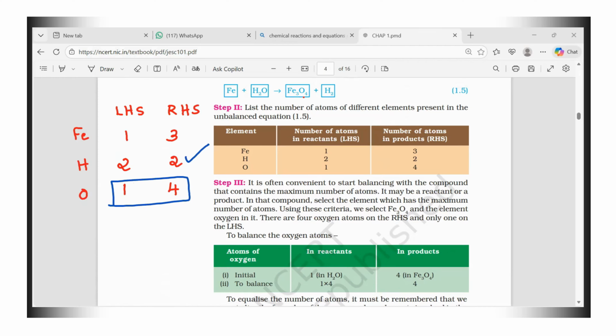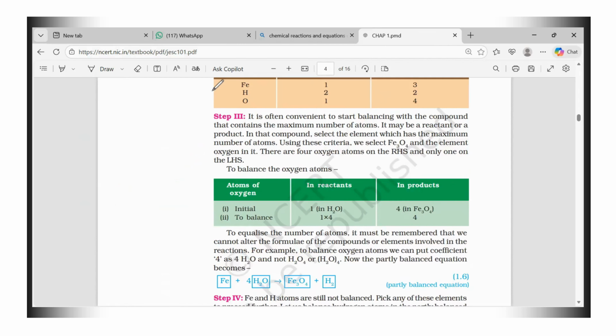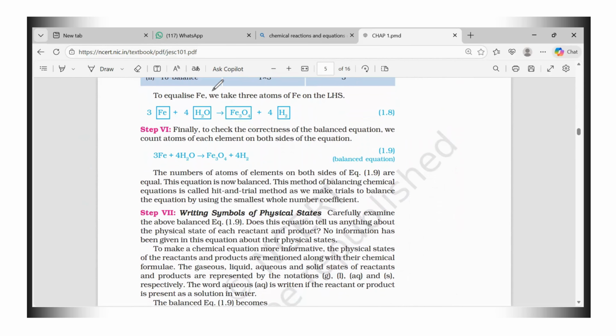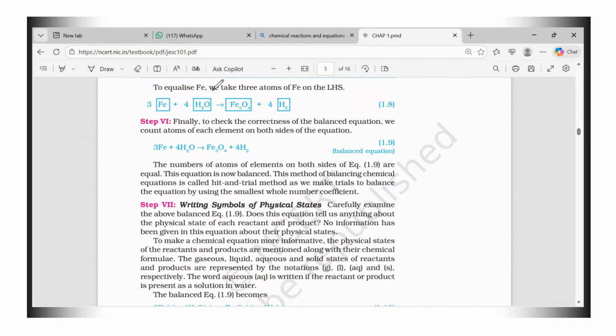How can you make the oxygen 4 on the left side? You put a 4 here. Automatically the hydrogen number becomes 8, so you need to put a 4 on the right side also. Now only iron is left, so you put a 3 here. This is how we put them in boxes, identify the elements on LHS and RHS, and then balance the most unbalanced first. And this is our final form: 3Fe plus 4H2O, giving Fe3O4 plus 4H2.